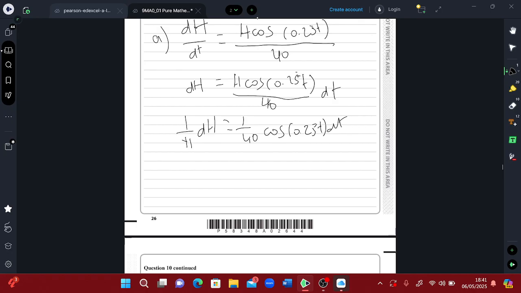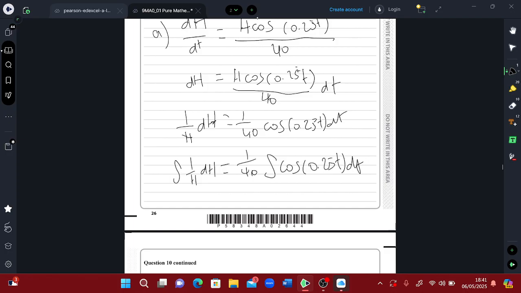Yeah, and that's the whole idea of these separable equations. You should think it's all logical, really, once you understand it. Use the variables, use all this to guide you to see what you can do next. So yeah, that's what we're going to do. So integral 1 over h dh equals, and we could bring this constant factor on the outside of this one, 1 over 40, the integral of cos 0.25t dt.